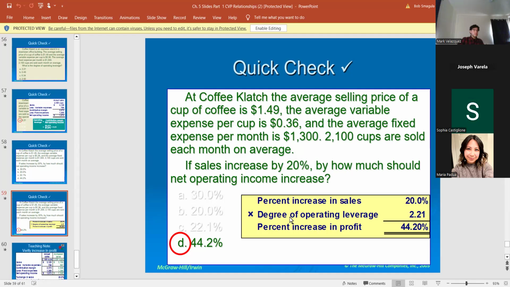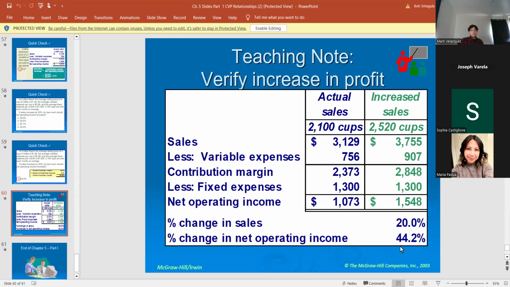Get the hang of it? Leverage, powerful tool. Our leverage was 2.21. We increased 20%, and look what that did to our profit. We increased 44%. You don't believe me? Take a look here.